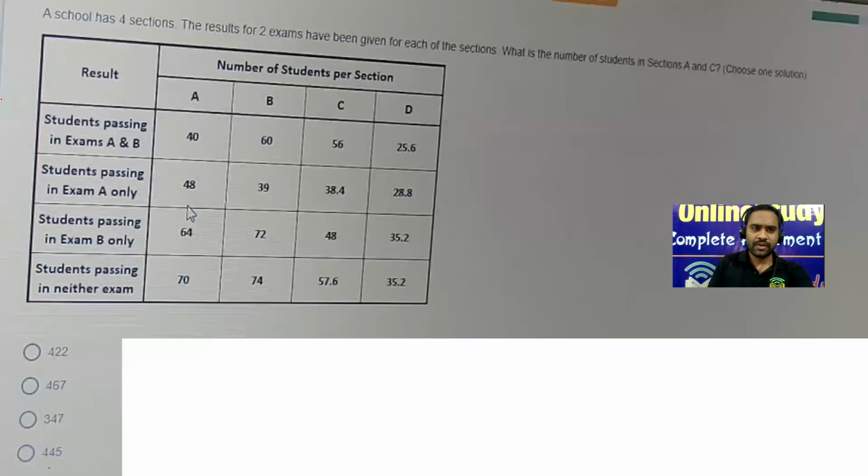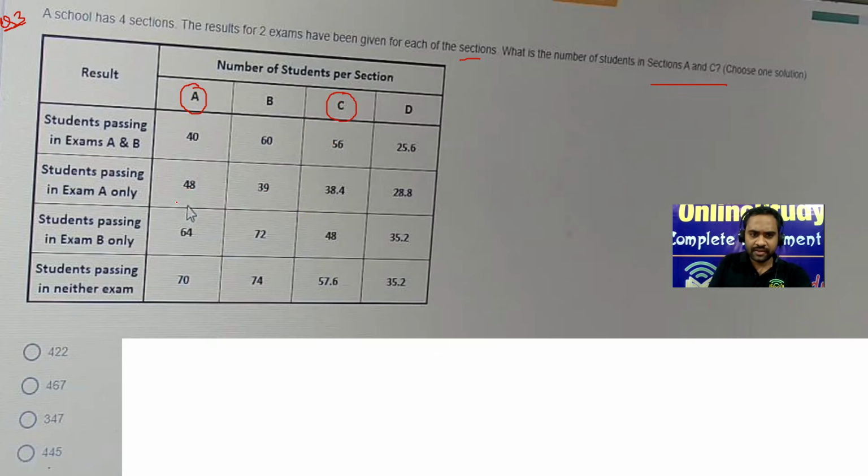Now, let us start with question number 3. A school has 4 sections. The result for 2 exams has been given for each one of the sections. What is the number of students in sections A and C? So section A is this and section C is this. Basically, we have to find the total number of students in sections A and C.